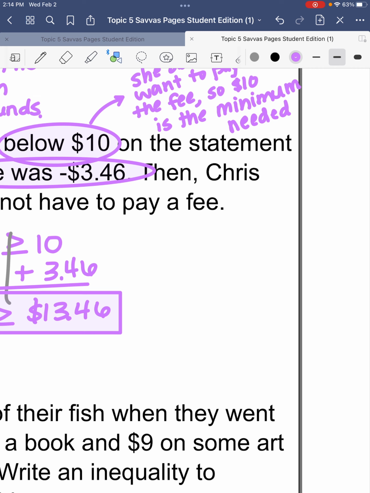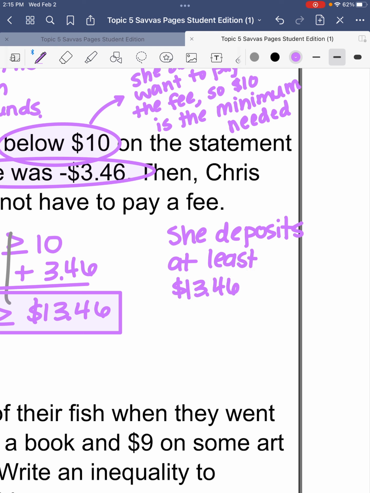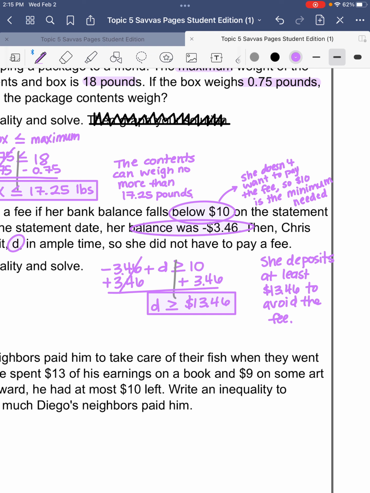In fact, I'm going to write that. She deposited $13.46. Oops, I should say at least. That's key. Because she could deposit more to avoid the fee. So keep that in mind. She could have deposited $18. Just the minimum amount that she could have deposited was $13.46, and that's what she had to deposit in order to avoid the fee. Okay?